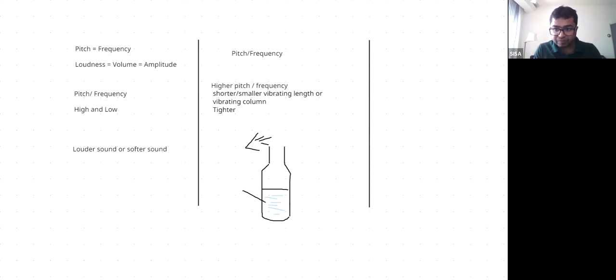When you tap, you will get the highest frequency from the shortest water column. Remember that. If you blow, you will get the highest frequency from the smallest air column. The smallest air column means more water. So if you blow, you get the higher frequency from the smallest air column, which is the bottle with more water. If you can't understand, please replay this video and try to get those two concepts. So that's about frequency.